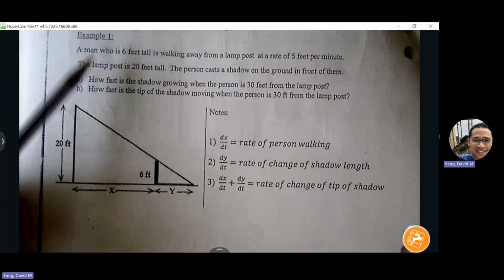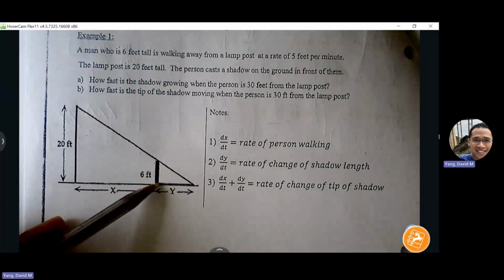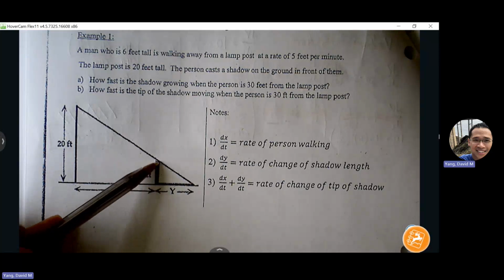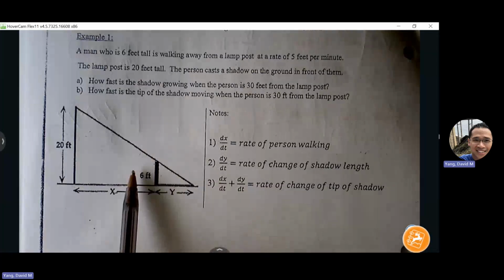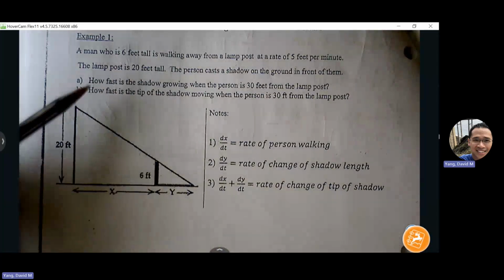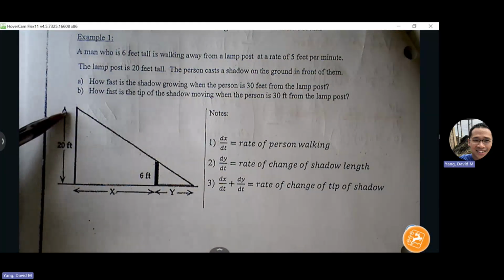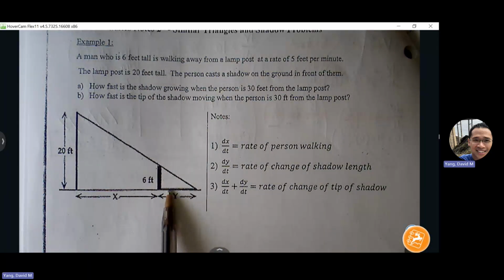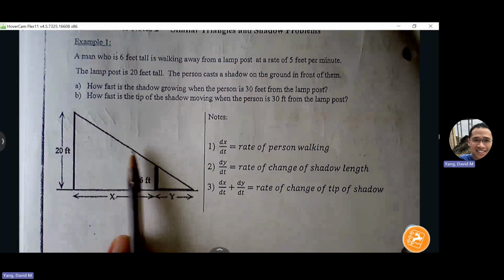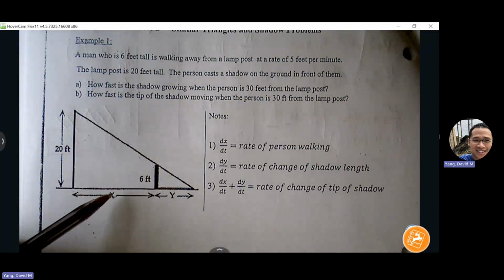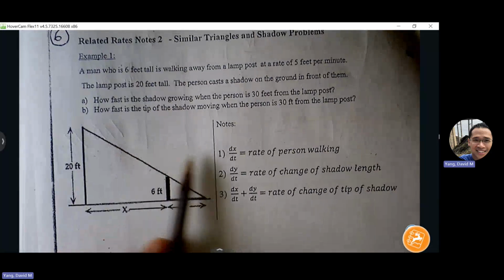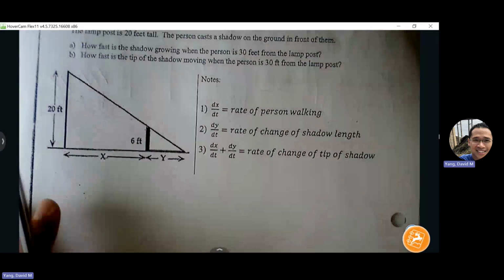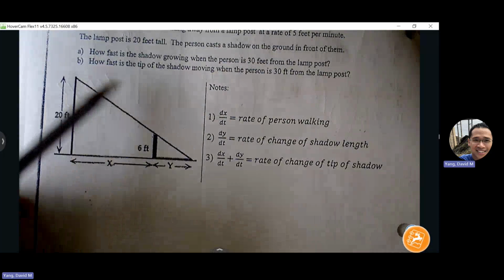Okay, so here's the problem. We have a man who is 6 feet tall. This is represented by this vertical portion of this inside triangle. He's walking away from the lamppost at a rate of 5 feet per minute. The lamppost is 20 feet tall, so there's a lamppost here. The person casts a shadow on the ground in front of them. So that's the y right here. As a person is walking towards the lamppost, that shadow is going to get smaller and smaller. But as he walks further away from the lamppost, that y is going to grow longer and longer. Okay, so there's a couple of moving parts here, but do we see there is a triangle within a triangle here?